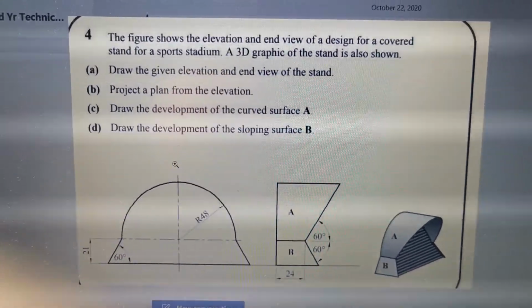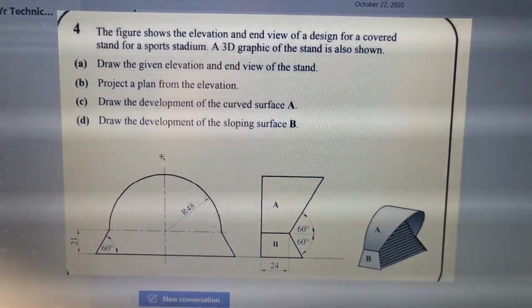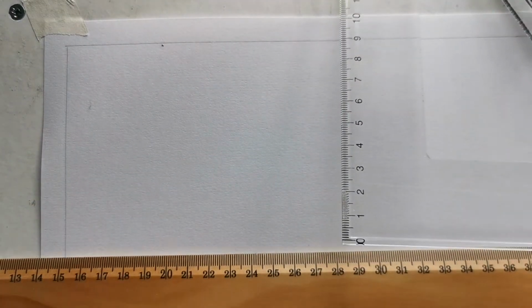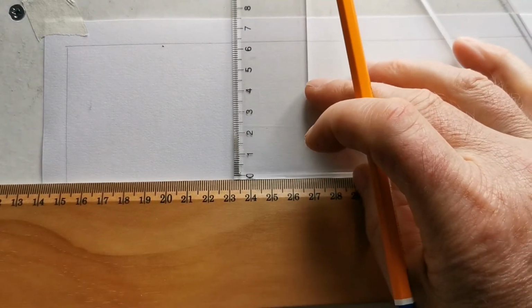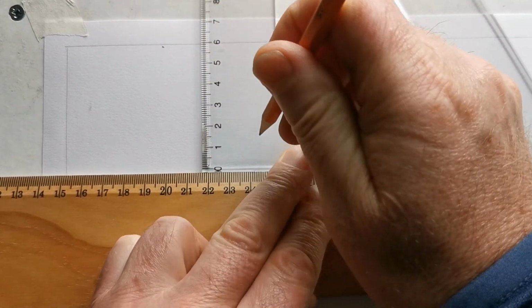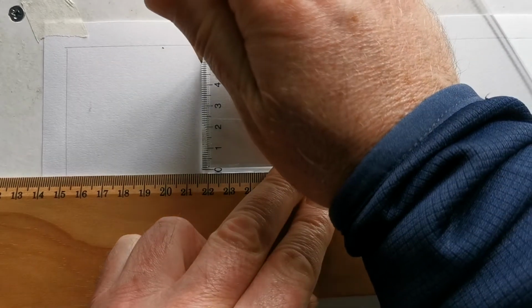So guys, just a quick look at the question there for 2010, higher level developments. Okay, so I want to start this up high up on the sheet. You'll see why afterwards. I want to keep this elevation up high in the sheet. So I'm going to start it off there with a radius 48 circle.